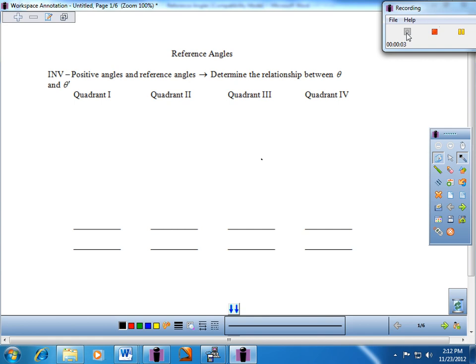Welcome. Today we're going to be looking at the notes worksheet entitled Reference Angles. And this just picks up exactly where we left off on the previous notes worksheet. If you remember correctly, we talked about what can be a reference angle. And let me be very clear again, a reference angle is always acute and always positive. So that's what a reference angle is just by definition.